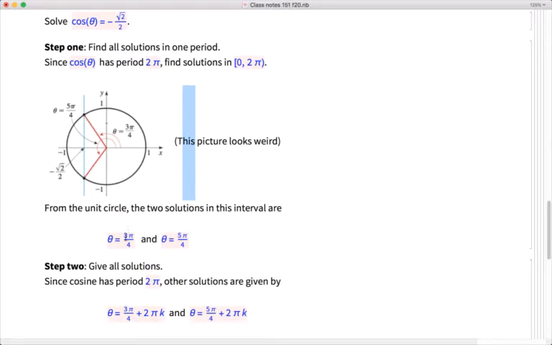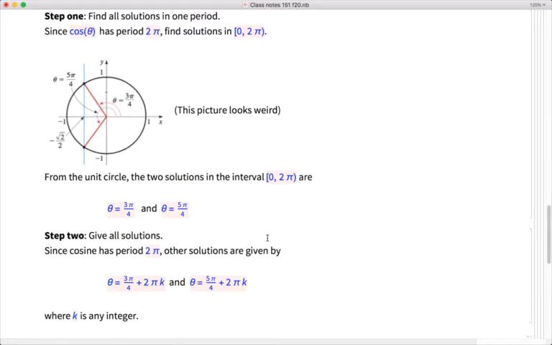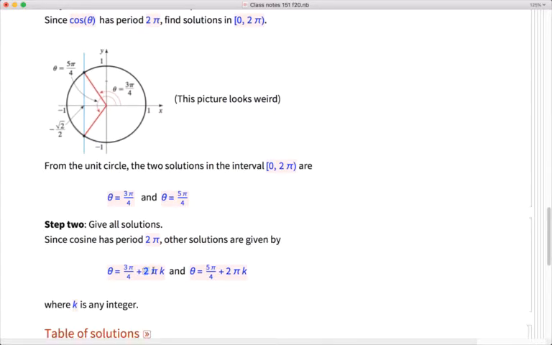But in any case, from the unit circle, we pick up these 2 solutions in the interval that we agreed on, the interval from 0 to 2 pi, representing one period of the cosine function. And now we give all solutions, again, by adding on 2 pi multiples to the 2 solutions we initially found. The reason that we're adding on multiples of 2 pi is because that's the period for cosine. Cosine is going to repeat its values every 2 pi.